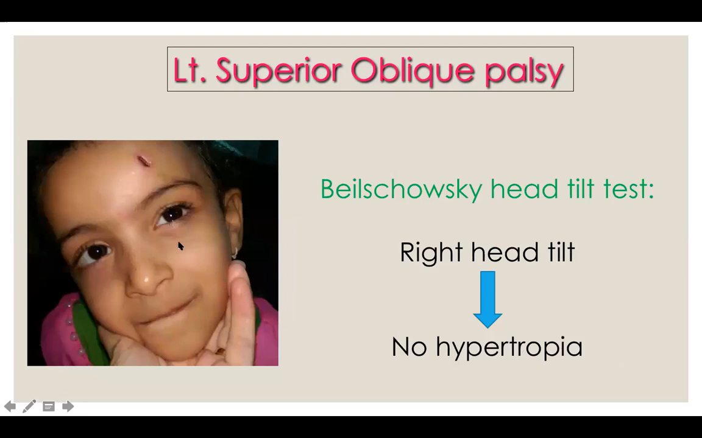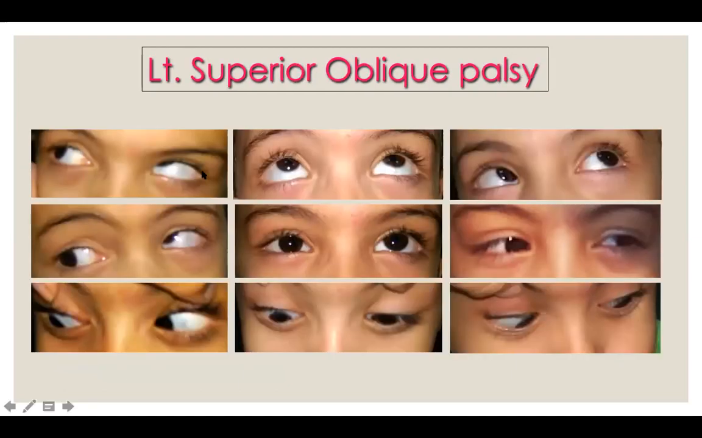On tilting the head to the right, i.e. on the opposite side of the superior oblique palsy, there is no hypertropia. And on motility examination, there is limited depression on adduction of the left eye, suggestive of weakness of the superior oblique muscle. And there is overelevation on adduction of the left eye, suggestive of secondary inferior oblique overaction. This is on right gaze. On left gaze, there's no superior oblique underaction and there's no inferior oblique overaction. In addition, she has left hypertropia and a V pattern. So all are suggestive of left superior oblique palsy.